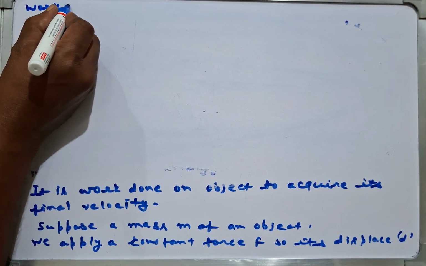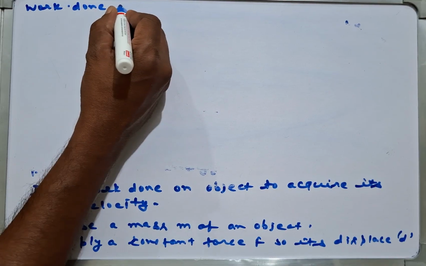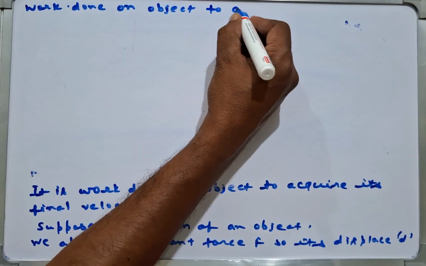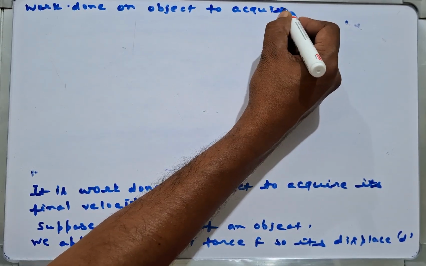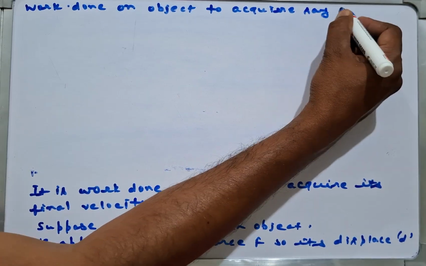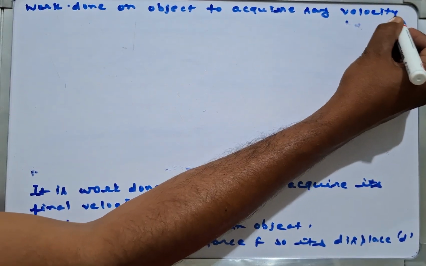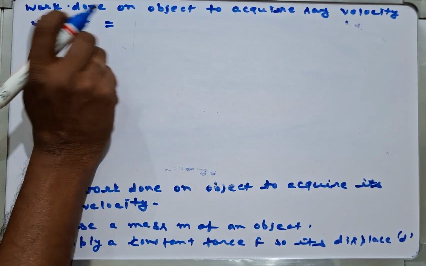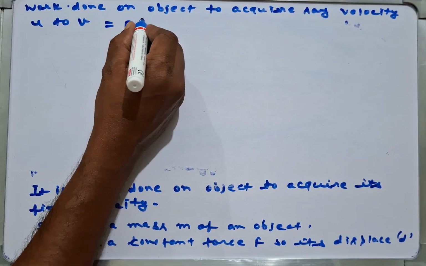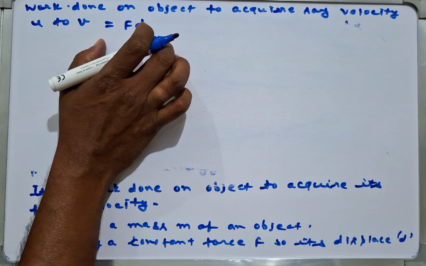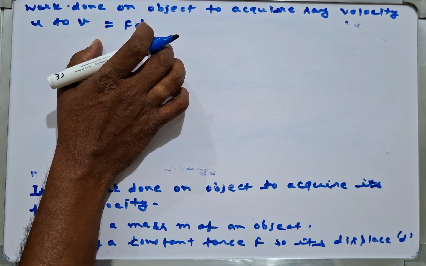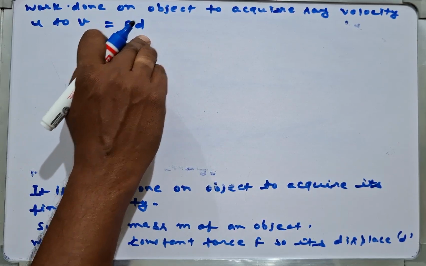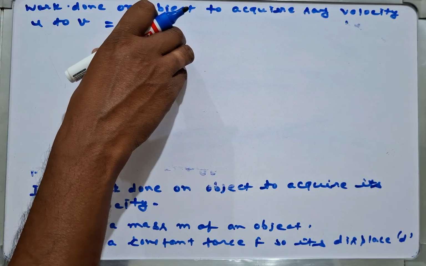Okay, then we can write work done on an object to acquire velocity, say u to v, equal to force into displacement. Okay, here guys we assume force and displacement are in the same direction.